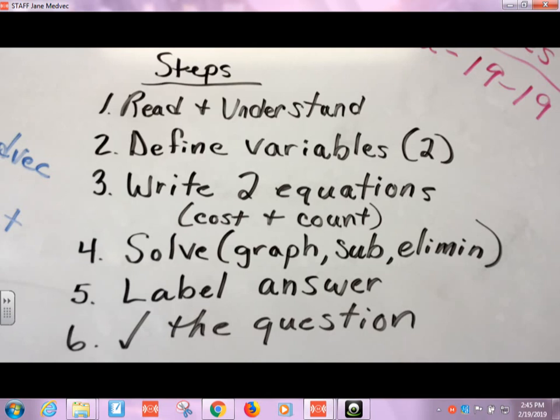Number 5, we're going to label the answers. We're going to make sure that we have, is it number of books? Is it paperback? Is it number of large cards? Number of small cards? What is our label? And then we're going to make sure that we check back to see that we actually answered the question.